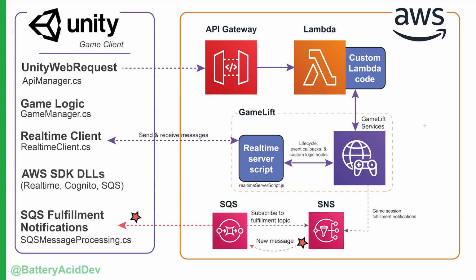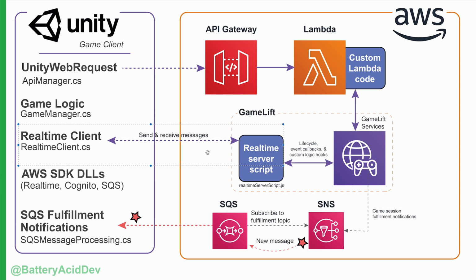The GameLift realm basically consists of internal GameLift services and our real-time script. The real-time server script is our custom code we deploy to GameLift that acts as our backend server. Our Unity-side real-time client communicates with this script. Messages will be sent and received between the two.